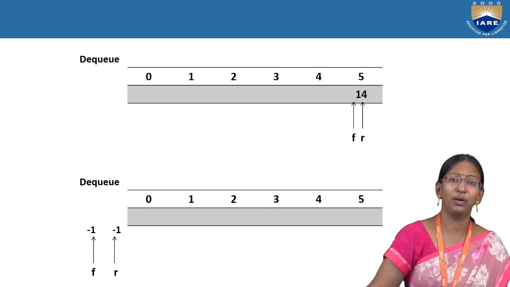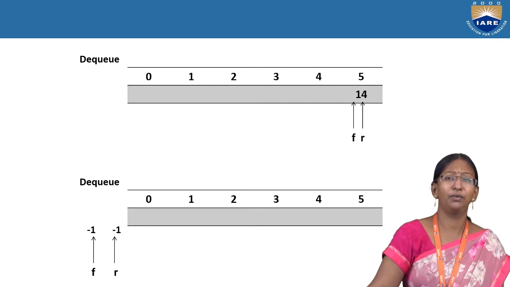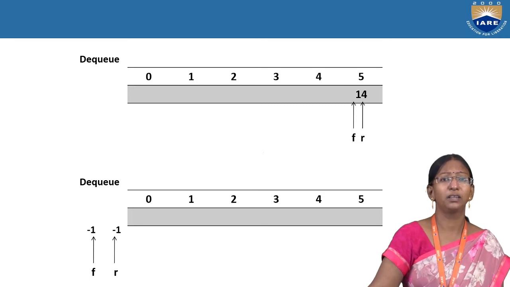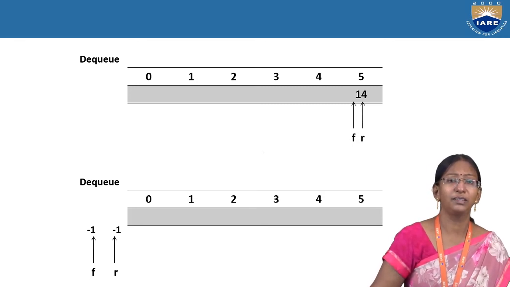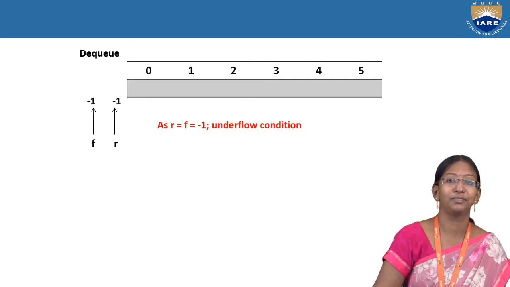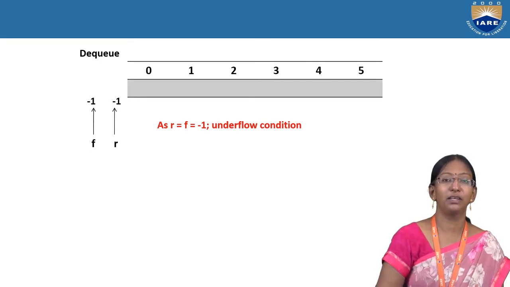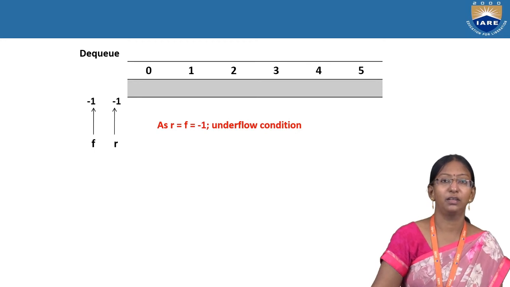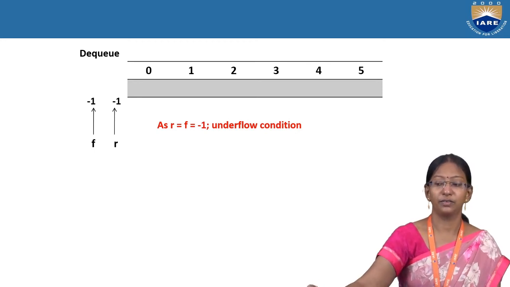What are the initial values of front and rear in an empty queue? Both are at -1. So 14 was the only element in my queue. When I removed it, my queue has the initial values of -1 and -1. What if I try to remove an element now? Both front and rear have the value -1, that itself tells that the queue is empty. Then the underflow condition raises.